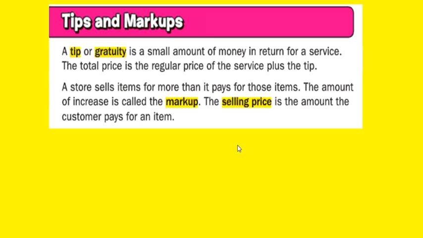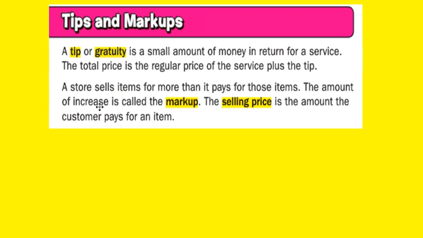All right, here's another way to have additional percentages. This is tips and markups. A tip or gratuity is a small amount of money in return for a service. The total price is the regular price of the service plus the tip. So this is when you're tipping people for like restaurants, if they are working on your car, stuff like that, when they give you a service and you're just going to give them an additional amount of money. A store sells items for more than it pays for those items.